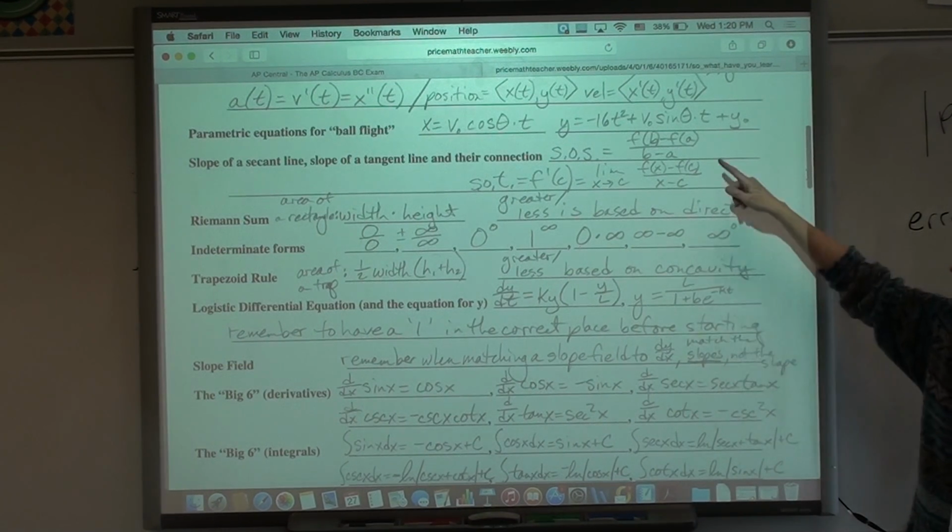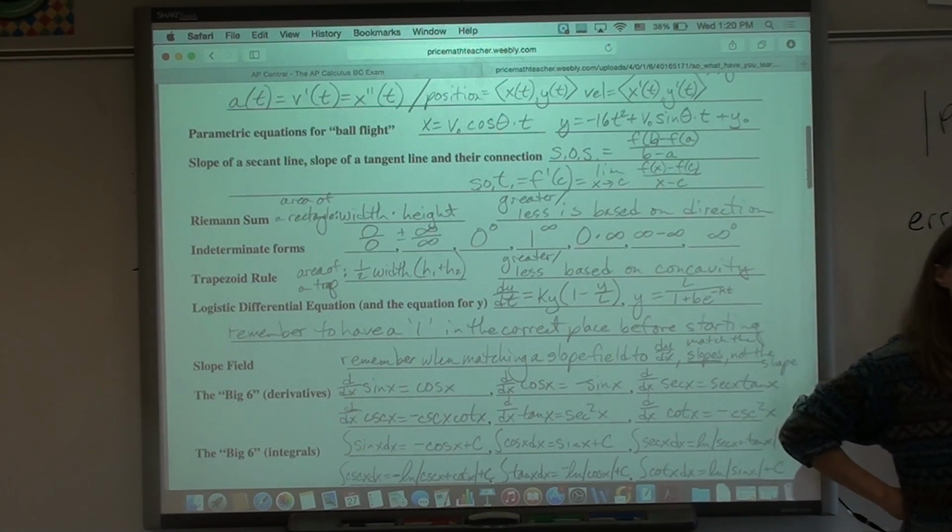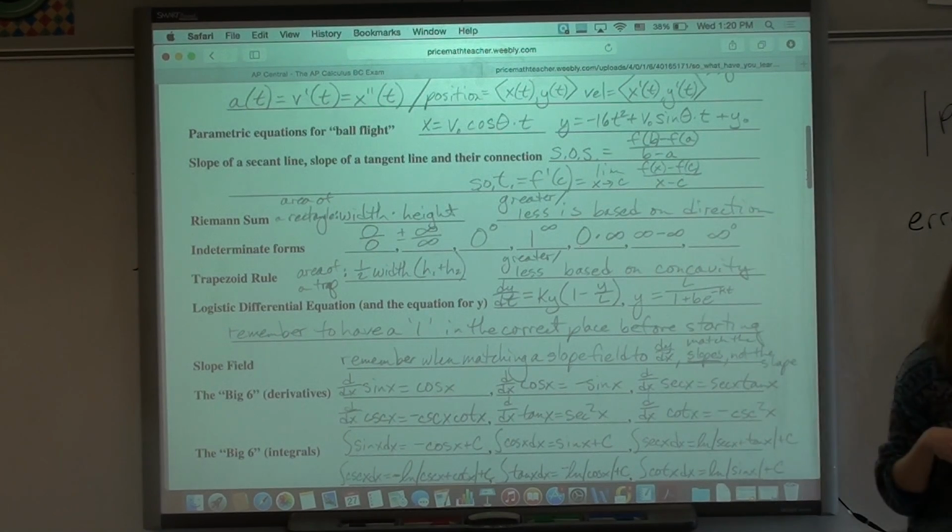So one of the things that this made me think of, I just put on one of the limit formulas for slope of tangent. There's two of them, for the definition of the slope of the specific derivative. It made me think of those three definitions of a derivative that we learned way back in September.